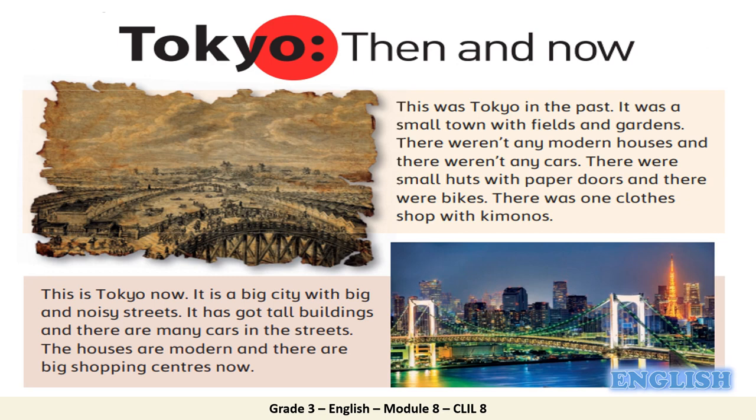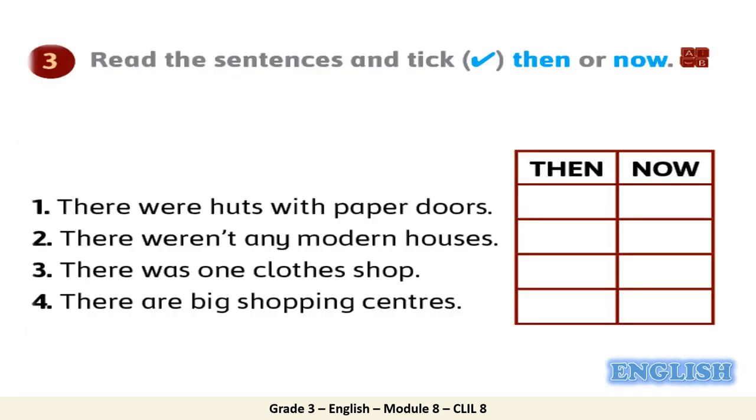As we know, don't you ever answer from what you remember. We have to go back to the text to find our answer. So let's read again. There were small huts with paper doors. In which part of the text? Tokyo in the past. So is it then or now? Then. Good job. Now pause the video and do 2, 3, and 4 alone. Remember to highlight or underline your answers. We'll come back.